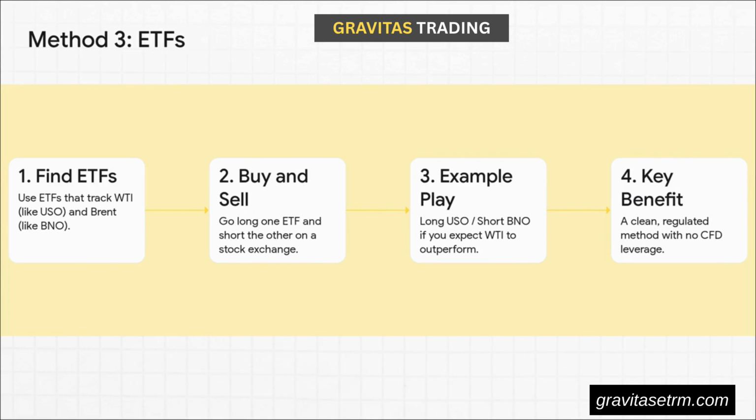And finally, we have what you could call the regulated route, and that's using ETFs, or exchange-traded funds. This is pretty straightforward. You can buy shares in an ETF that tracks WTI, USO is a big one, and at the same time, you can short-sell shares in an ETF that tracks Brent, like BNO. For a lot of investors, this is probably the cleanest way to get exposure without having to worry about the leverage that comes with CFDs or futures.